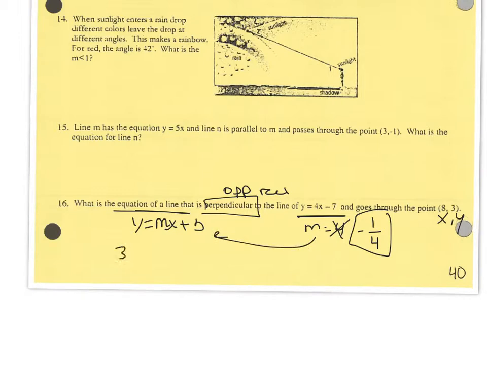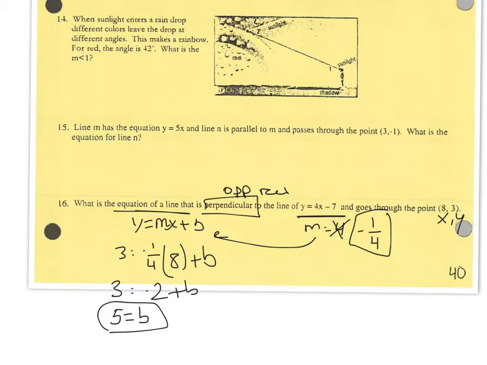So y is 3, my m is negative 1/4, my x is that 8, and then plus b, solve for b. So I get 3 equals negative 2 plus b. I'm going to add 2 to both sides, and I get 5 equals b. So now I have a slope of negative 1/4 and a y-intercept of 5.